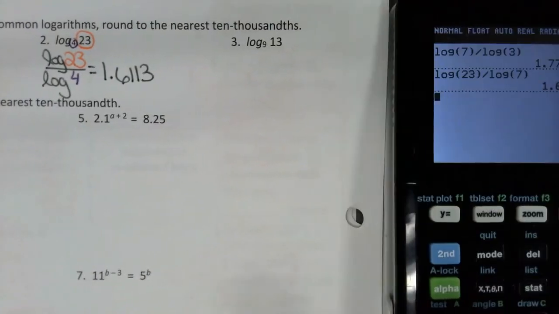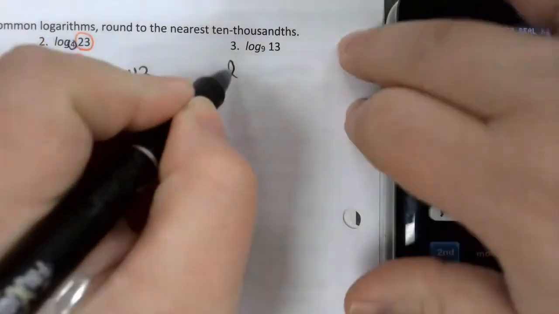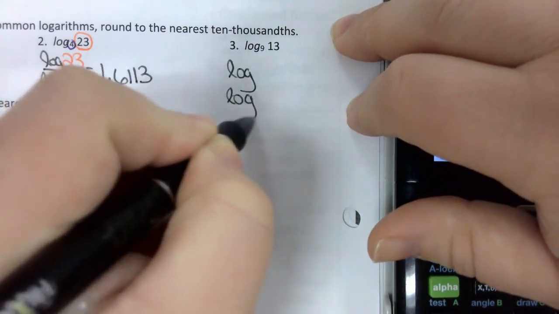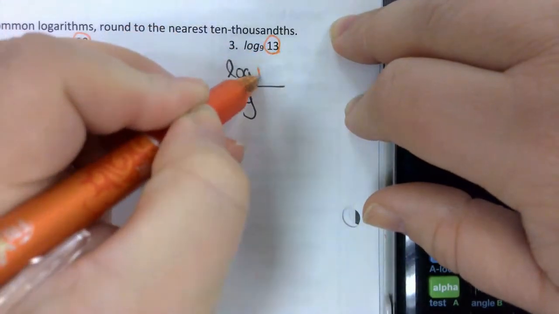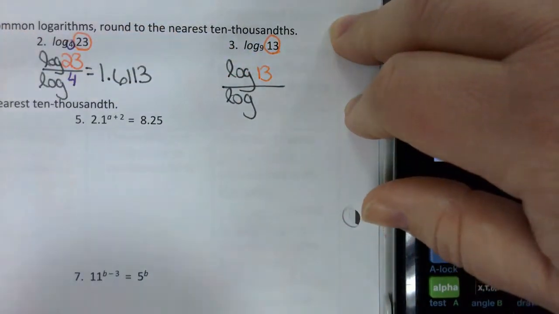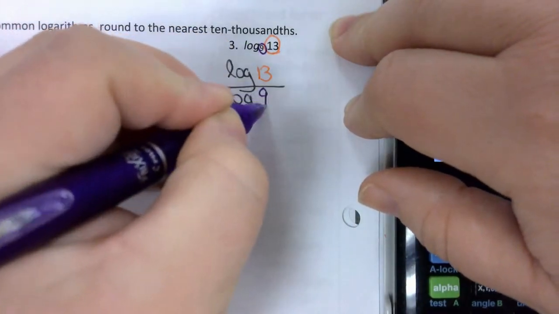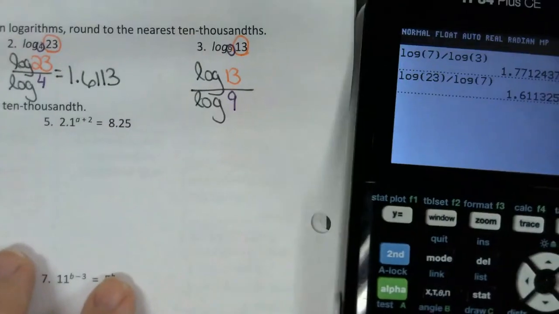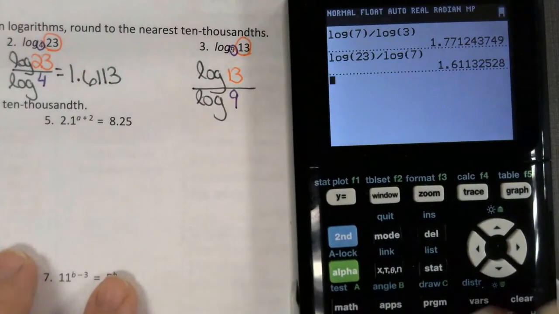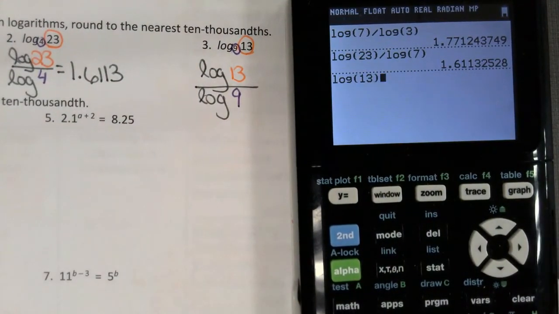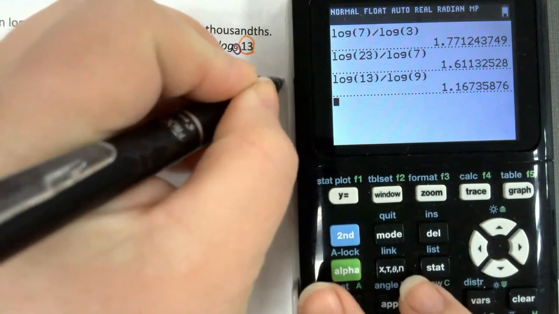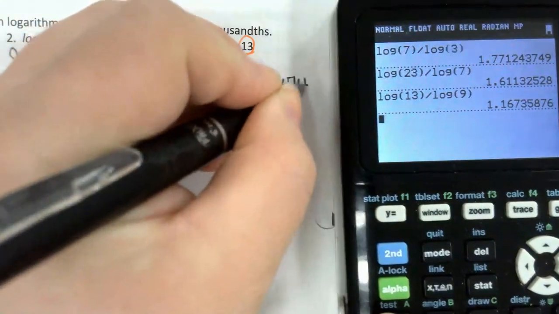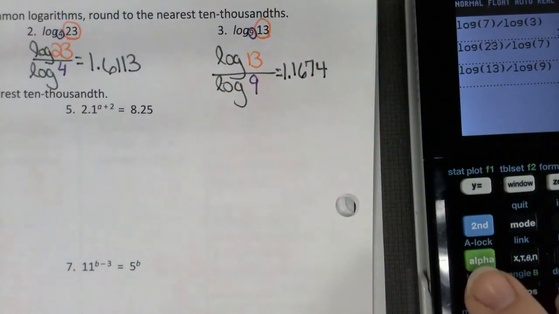For number 3, a log on top and a log on bottom. My attic number is 13, and my basement number is 9. Time to type into my calculator, log of 13, close your parentheses, over log of 9, close your parentheses. 1.1674, because we round to 4 decimal places.